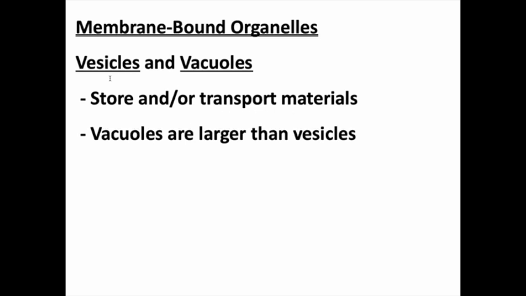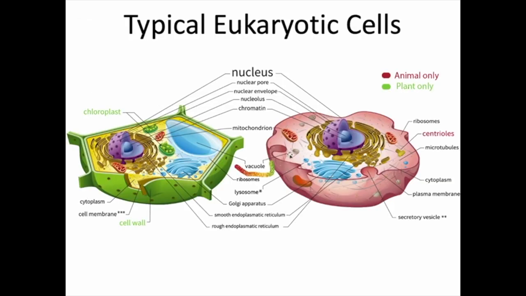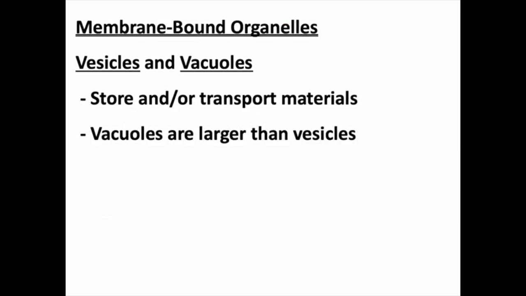The difference between vesicles and vacuoles is that vacuoles are bigger than vesicles. That's why vacuole was labeled here. There's no label for vesicle because they're tiny. We'll see them in other figures. They're going to be involved in other steps and other stuff within the cell. But yeah, it's just like a vacuole, but smaller. They store things, they transport things. They're found in both plants and animals.